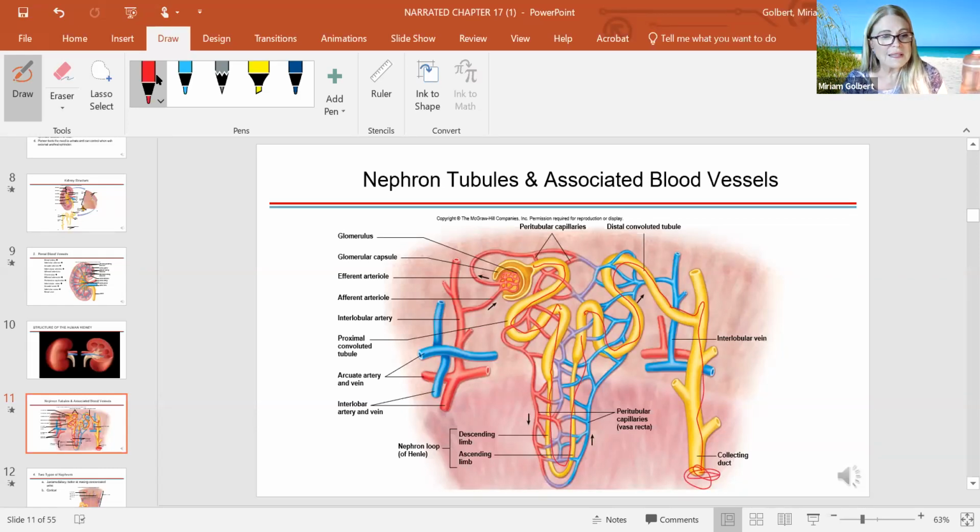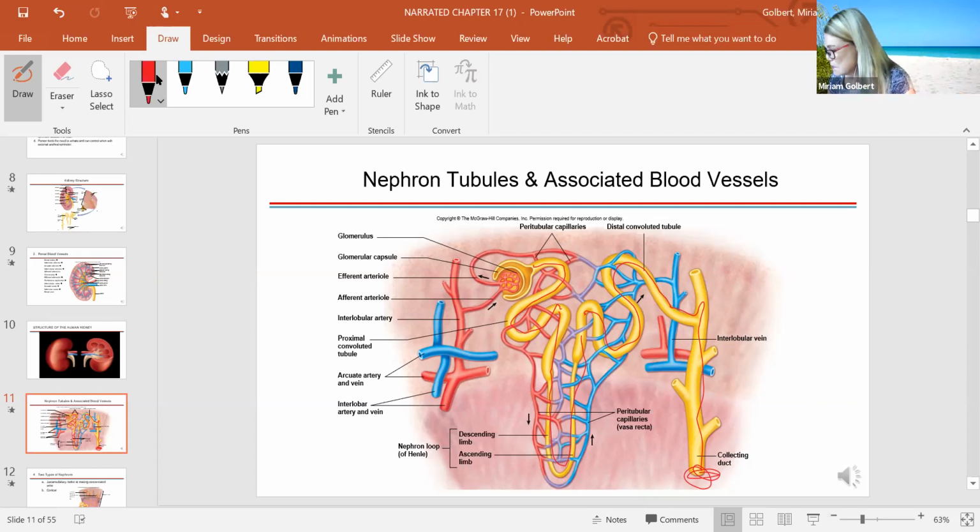Now, I also mentioned that several nephrons may share a collecting duct, so all these nephrons are very close to each other. One nephron has one glomerulus, but they can share the collecting duct. On the other side, we could have another nephron that is also dumping into the collecting duct.